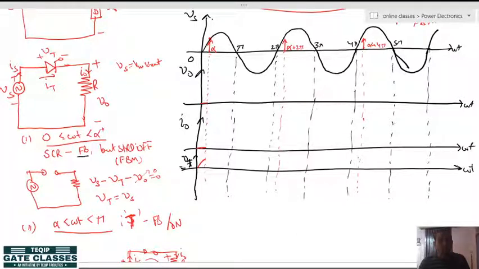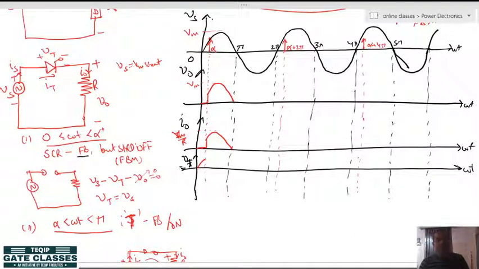So, from this point onwards the load voltage will follow the source voltage till pi, because till pi the thyristor will remain forward biased, and since it is pure resistive load, hence the load current will also follow the same waveform as that of load voltage. It may scale up or scale down based on resistance value, so its value will be Vm by R, and its value will be same Vm, because here it is also Vm, okay.